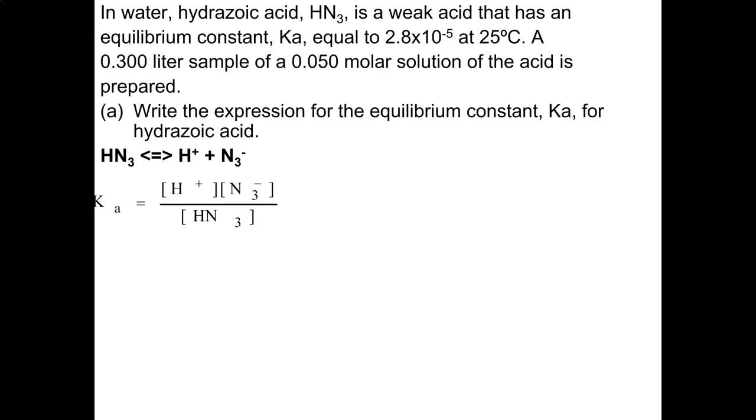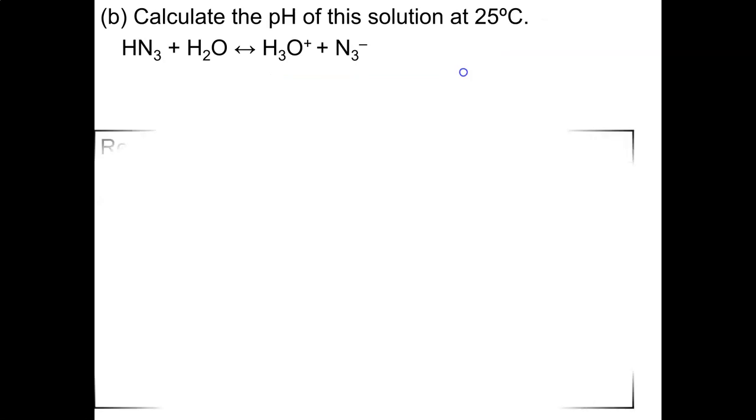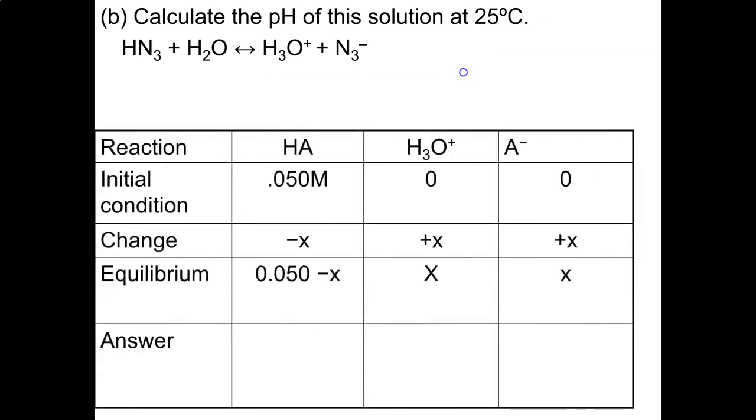For B, calculate the pH of the solution. So in order to get the pH, we need to have the concentrations, and we need to have the initial concentration. We need to have the Ka. We have a Ka, thankfully, and we have a 0.3 liter sample of the 0.5 molar solution of the acid prepared. So we have quantities we can work with. So first thing we're going to do is 0.05 molar.